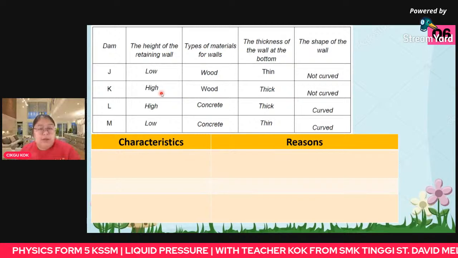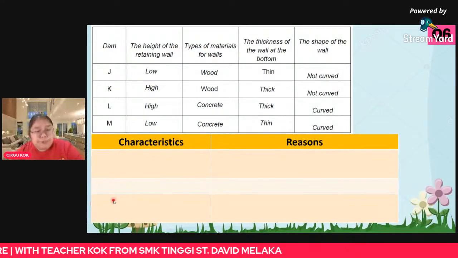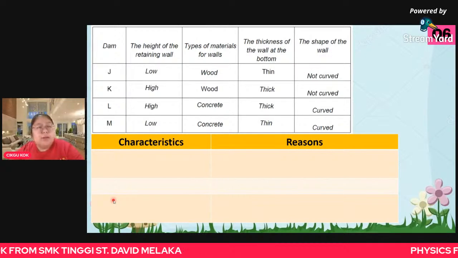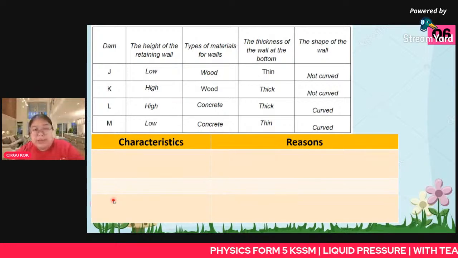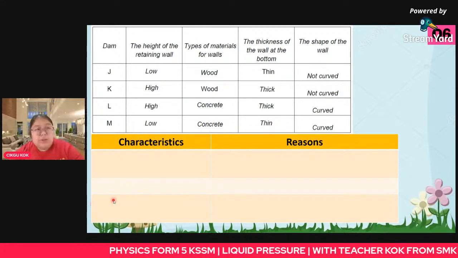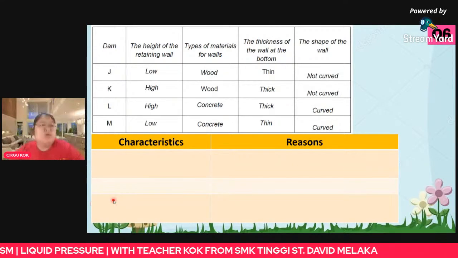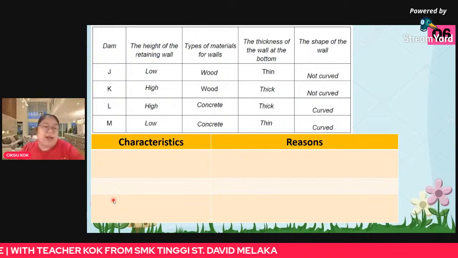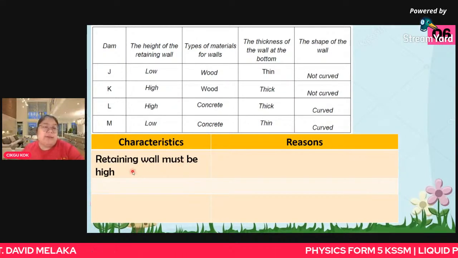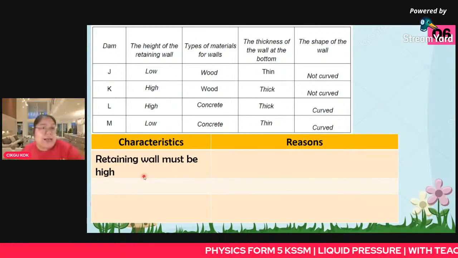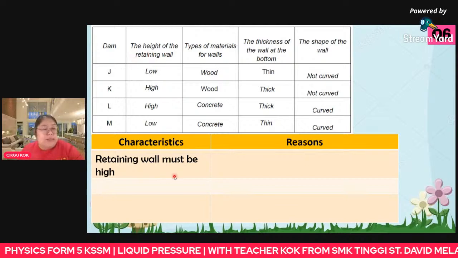Okay, the reason. You don't just give only high; what's the reason? With a high wall you can block the water from overflowing. It's important, I want the water to stay in the dam. So if you put the retaining wall high, you prevent the water from overflowing the dam. That is high enough. So I say the retaining wall must be high. When you answer the characteristic, don't just say high. We won't know what you mean, so copy from the question: the retaining wall must be high.